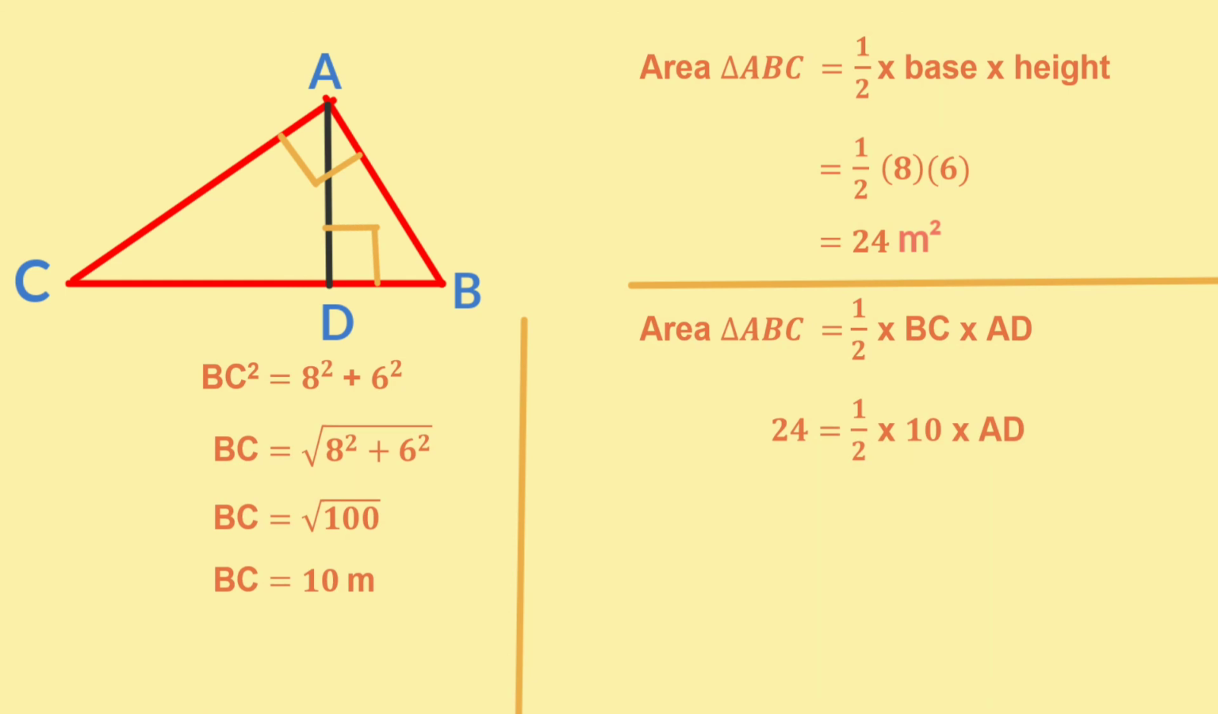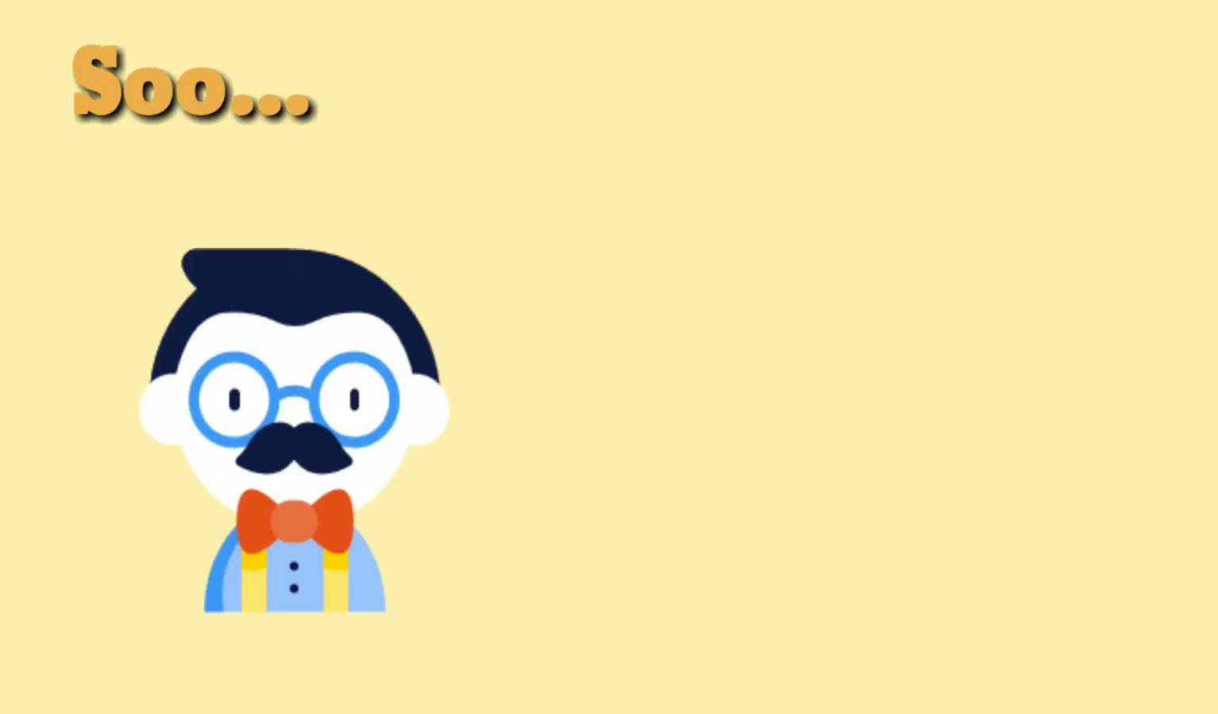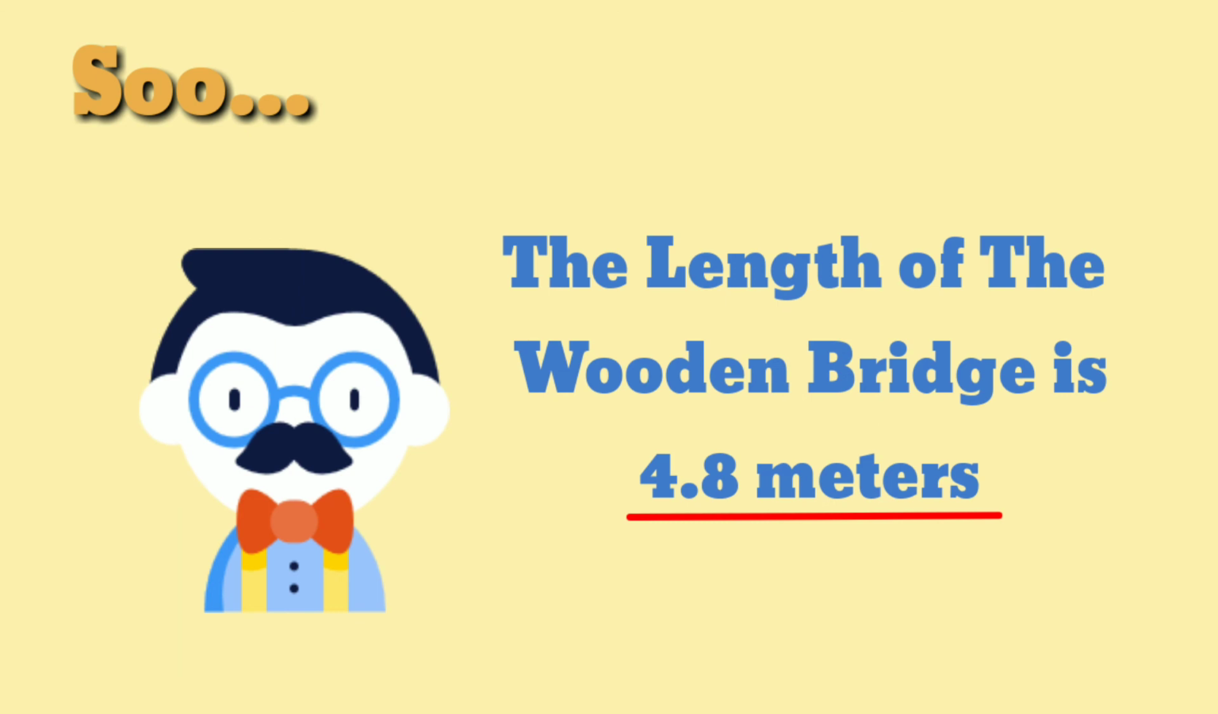Let's cross multiply. So, we get 24 times 2 over 10 equals AD. 24 times 2 is 48, divided by 10 is 4.8. We can write down our answer that the length of altitude AD is equal to 4.8 meters. So, at last, we can tell my father the length of the wooden bridge is 4.8 meters.